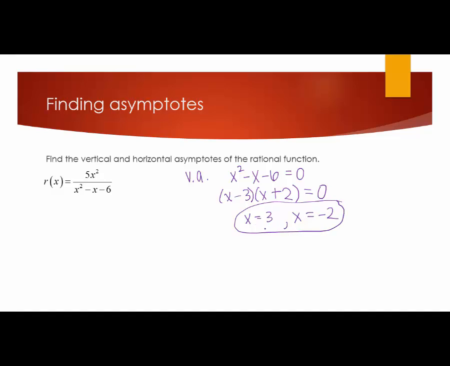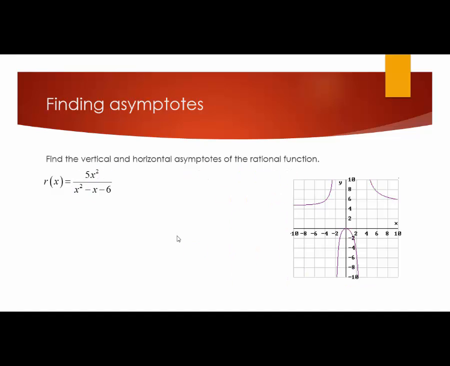Again, I'm not just going to say the vertical asymptotes are 3 and negative 2. I'm going to write out the equations. x equals 3, x equals negative 2. Our horizontal asymptote, I want to find by looking at the ratio of leading terms. 5x squared over x squared. Well, since I have the same degree, I can just consider my lead coefficients. This reduces to 5. That means y equals 5 is a horizontal asymptote of this rational function.